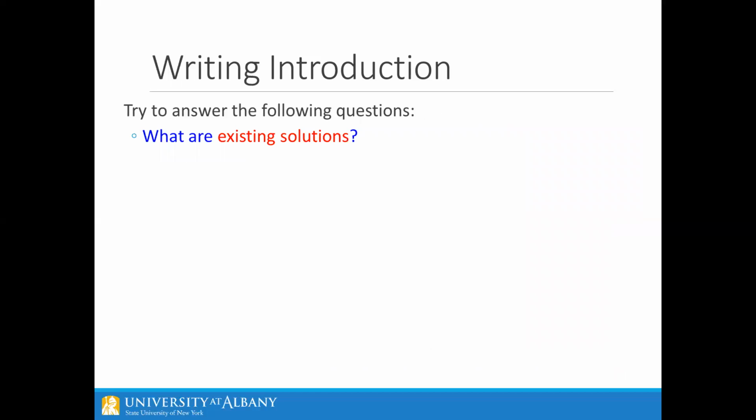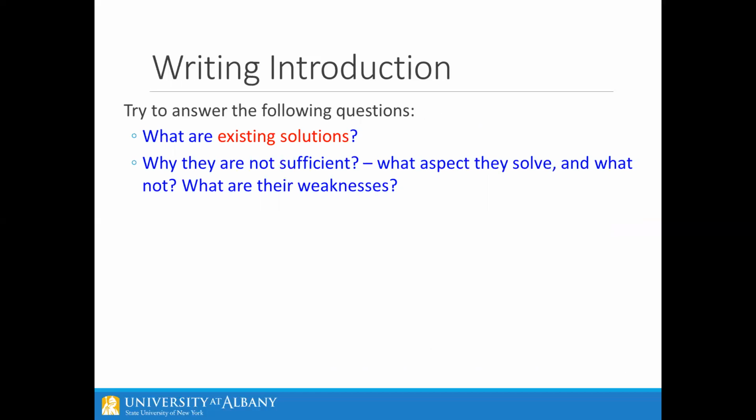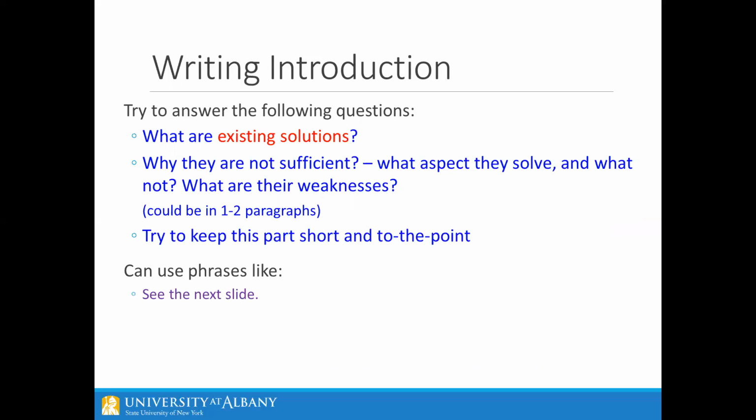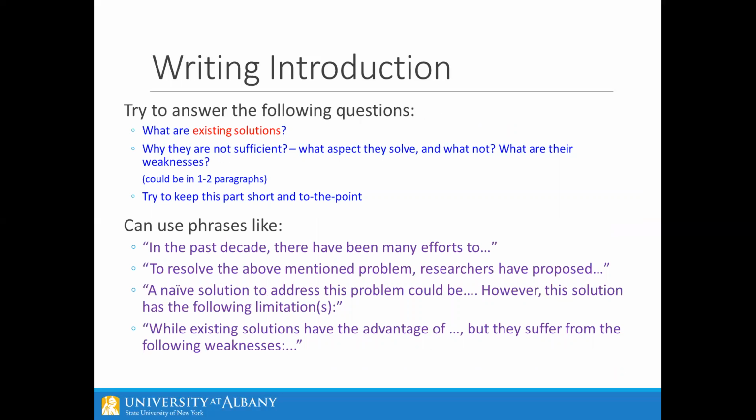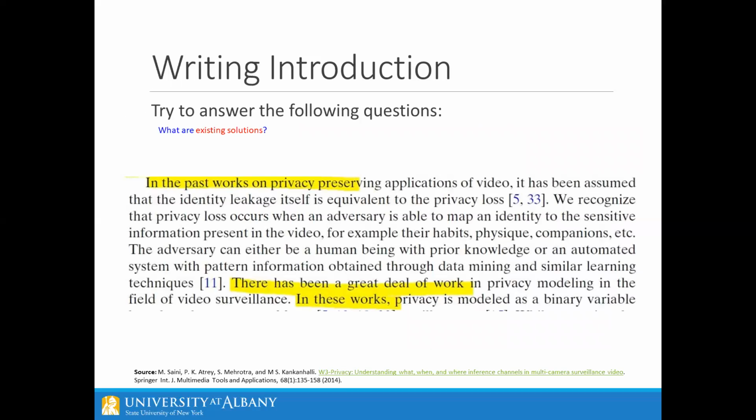Then additional questions in the introduction would be, what are the existing solutions? Briefly, we can tell about what has been done and what not. What are the weaknesses of existing solutions? And we have to be short here and to the point. There are some phrases you can use like this, and I also provided a few examples of some of the text from previous articles that you can do like this. Okay.